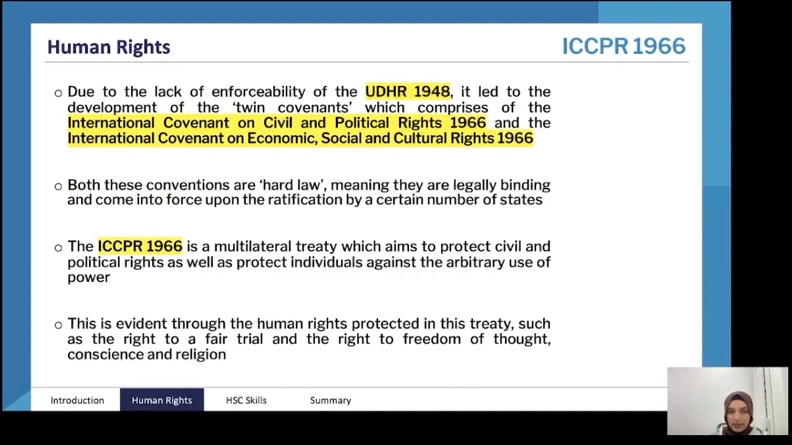Due to lack of enforceability, it has led to the development of twin covenants, which we've talked about before, the ICCPR and the ICESCR. Both of these conventions are hard law, meaning that they are legally binding and come into force upon the ratification of a certain number of states. The ICCPR is a multilateral treaty that aims to protect, as it's in the name, the civil and political rights, so helping individuals against arbitrary use of power, etc. This is evident through human rights protected in this treaty, so right to fair trial, right to freedom of thought, conscience and religion.